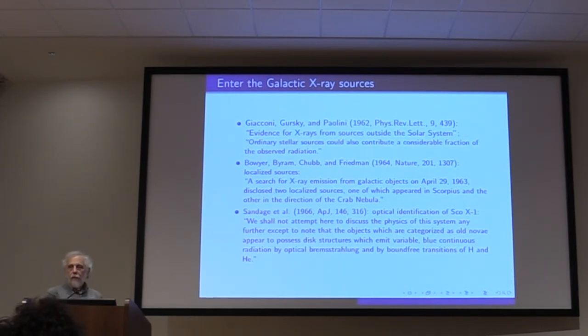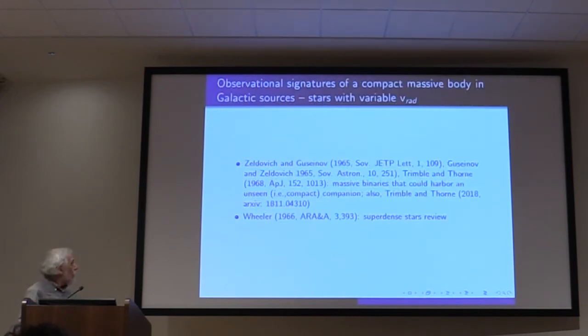The discovery of X-ray sources outside the solar system had also been thought of for neutron stars as early as 1960. There were calculations of the X-ray emission from those after the supernova. The second was the paper by the NRL group, Friedman and company, who had mostly been working on the sun, but also found these two point sources, one of which was in Scorpius, and then the identification by Sandage of SCO-X1. The suggestion by Zeldovich and company, and also by Trimble and Thorne, that binary stars, massive binaries, would be a way of looking for black holes, or at least what they called dark compact objects.